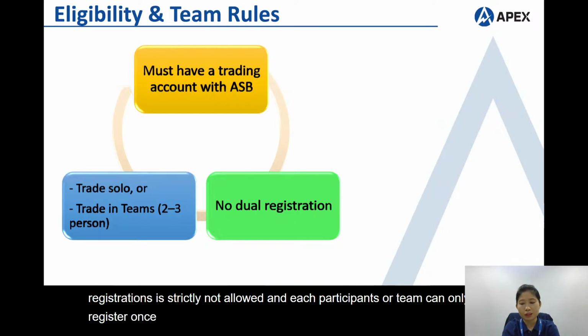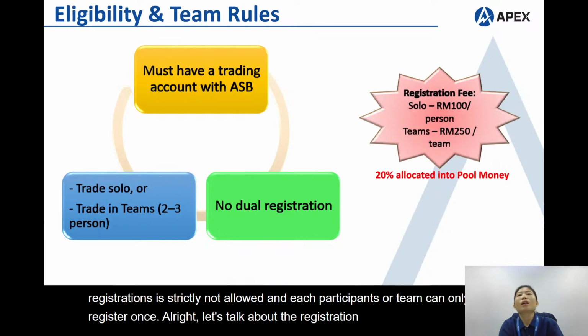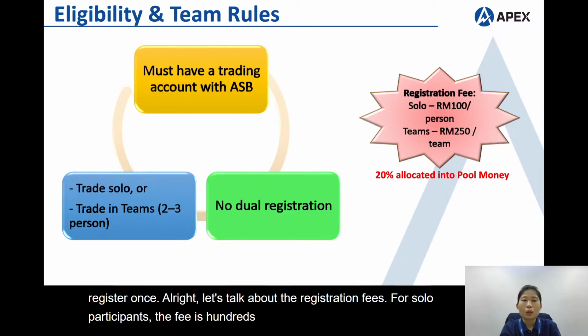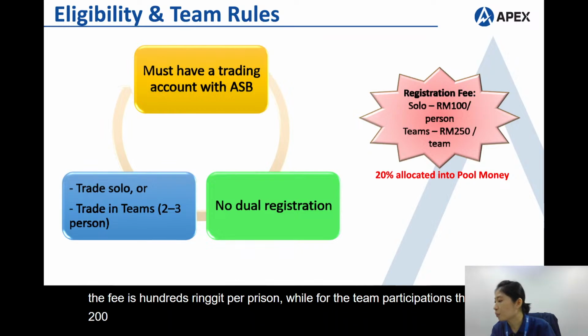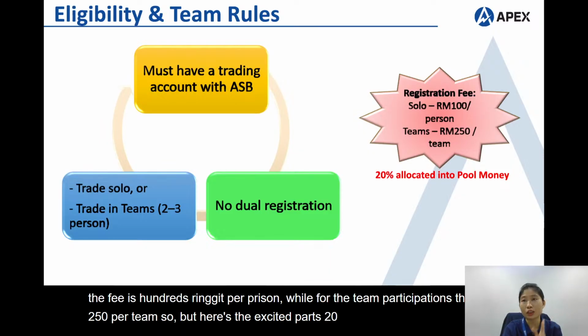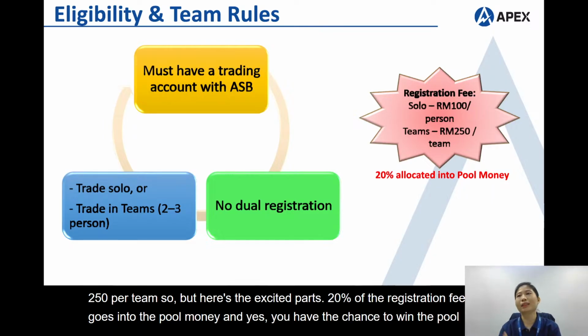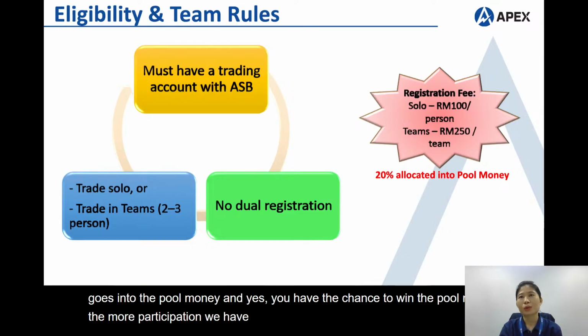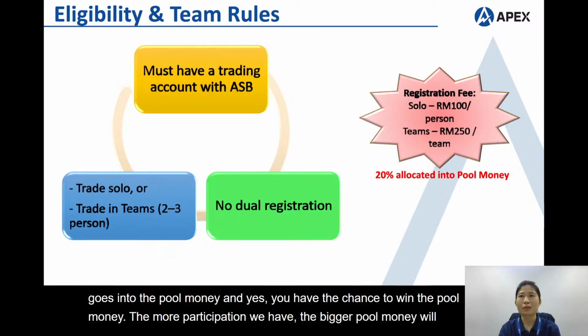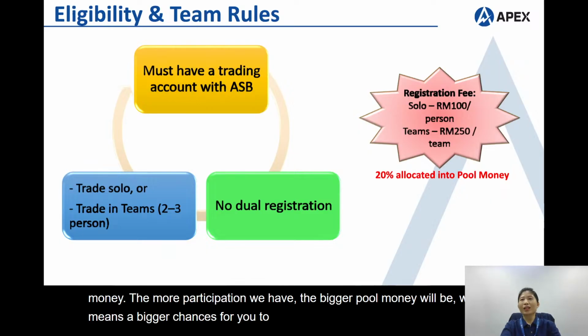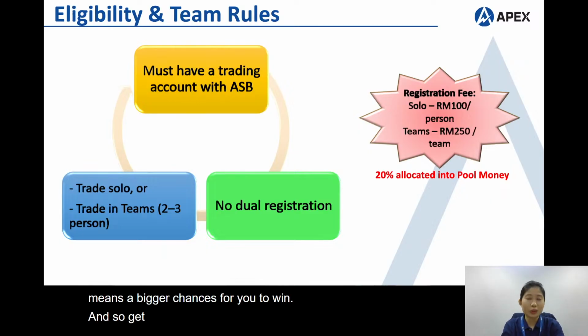All right, let's talk about the registration fees. For solo participants, the fee is 100 ringgit per person, while for team participation, the fee is 250 ringgit per team. But here's the exciting part: 20% of the registration fee will go into the prize pool, and yes, you have the chance to win the prize money. The more participants we have, the bigger the prize pool will be, which means bigger chances for you to win.